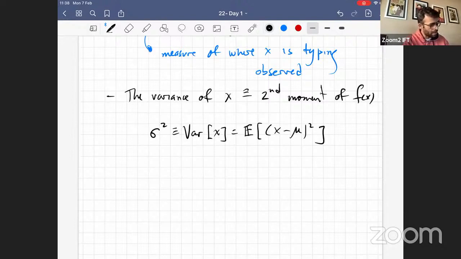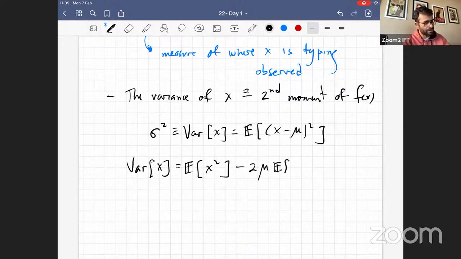For example, another property of that, if I compute what this is, let me develop this expectation value here. I will just compute the square, etc. So this is the expectation value of x squared minus 2 mu expectation value of x plus mu squared. Why is that? Because the expectation value of mu is mu. Because mu is not a random variable, mu is a deterministic quantity. So when you integrate, you get mu.